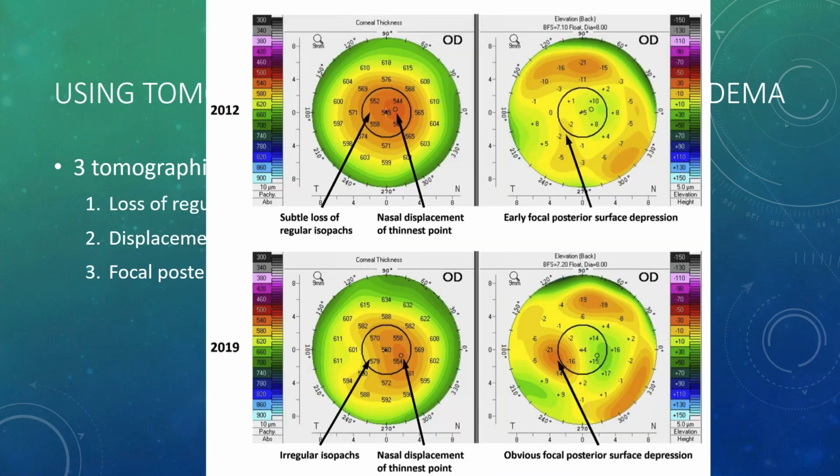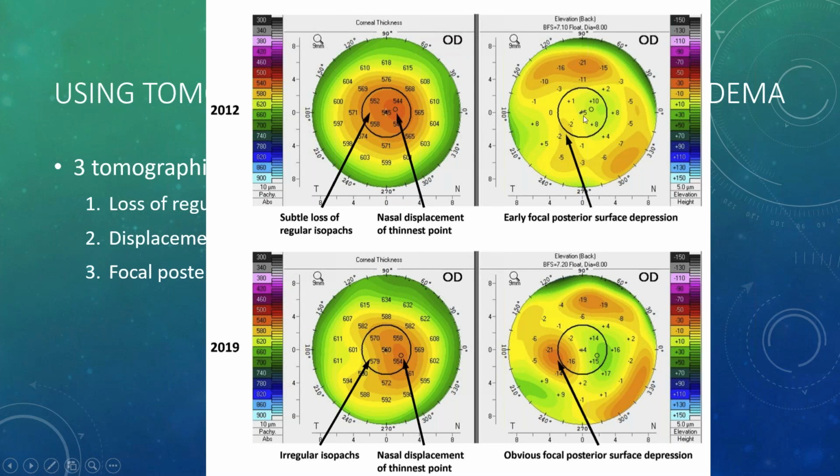So here's a patient from 2012 in the top two images. And so what you can see is that there's these isopachs, and these are regular rings, and the warmer the colors, the thinner the cornea. And you can see that it's nice and round, and then it starts to lose that shape and becomes more D-shaped here. And that's a very, very subtle loss of a regular isopach. And this round dark circle is the pupil, and then the thinnest point has been just slightly displaced nasally.